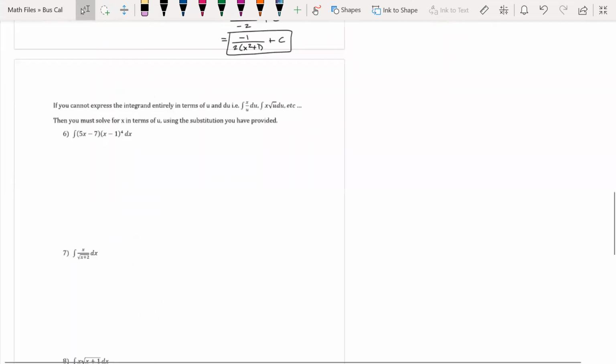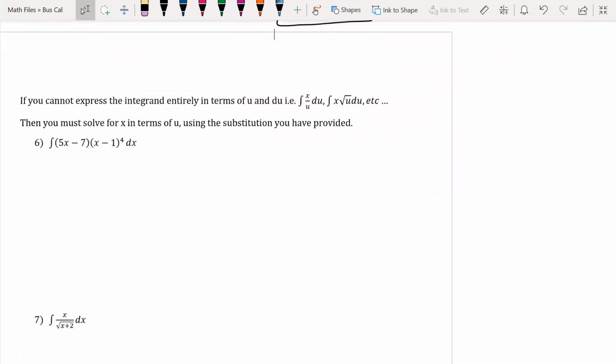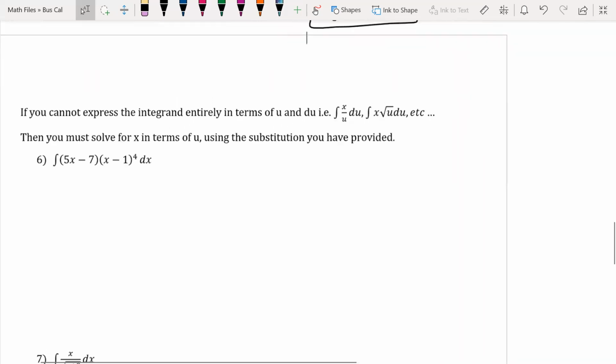All right, next page. Sometimes u substitution doesn't always work without having to do another substitution within a substitution. So we're getting real inception-like here, okay? This means that if you can't express the integral all in terms of u, like we've been doing, then we're going to have to create another substitution. So don't get lost in all the substitutions. I'll show you how to work this.